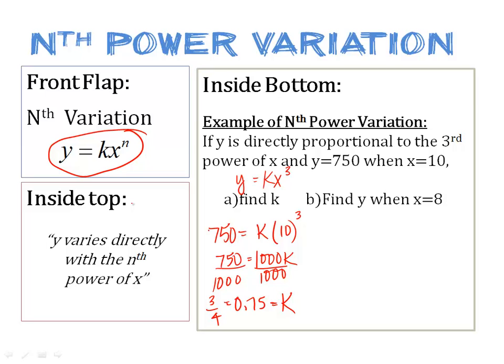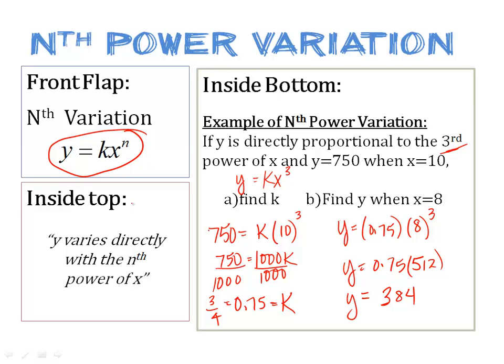K then gets plugged into the new equation. So find y when x is 8. Still raised to the third power, because that's what the problem read. So I have y equals 0.75 times 8 cubed, which is 512. And I multiply that by 0.75, and my answer is 384. Okay? So again, solve for k first, plug it into the new equation.